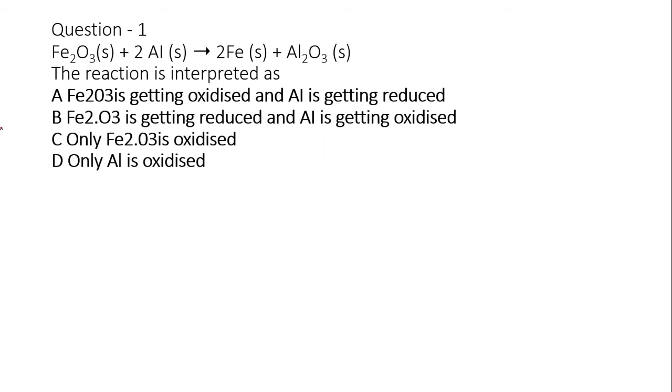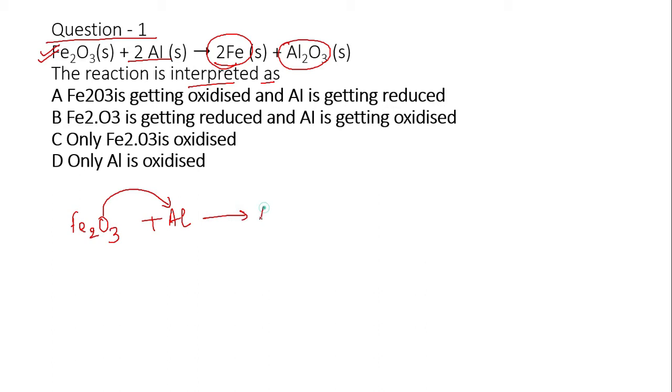See, the very first question is on your screen and it says question 1: Fe2O3 when it reacts with aluminium, it produces Fe and Al2O3. So the question is, the reaction is interpreted as what? So how will you interpret? When Fe2O3 is reacting with aluminium, can you see this oxygen is being taken away by the aluminium and this aluminium is forming Al2O3.